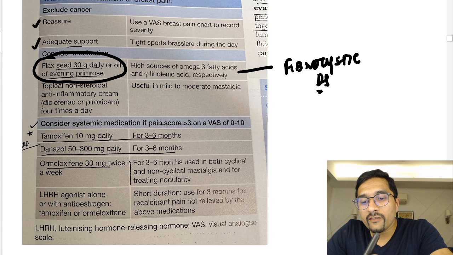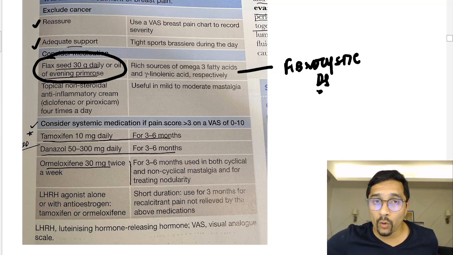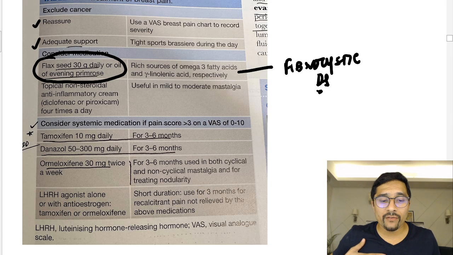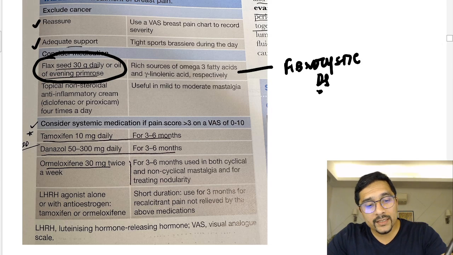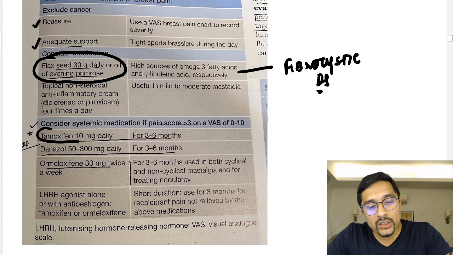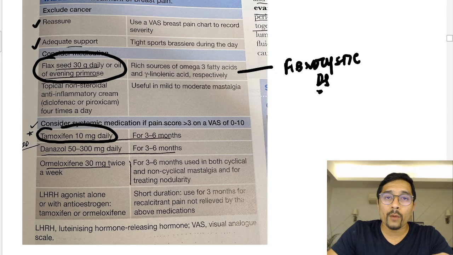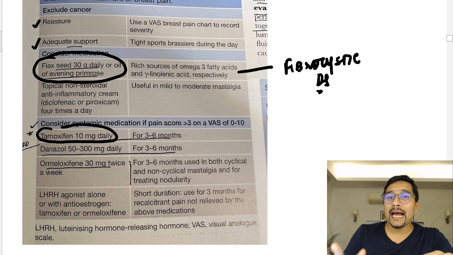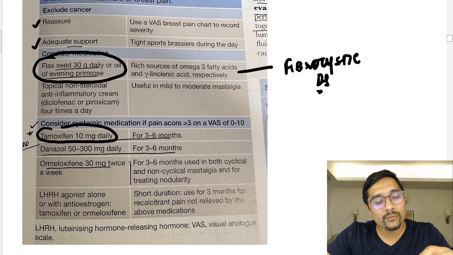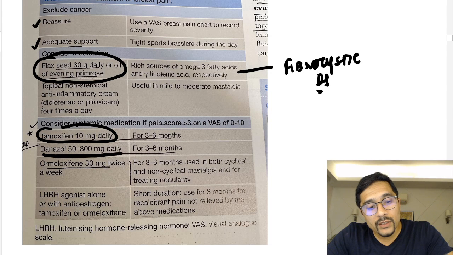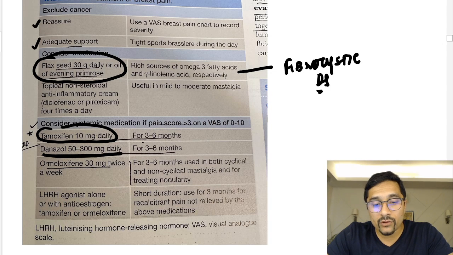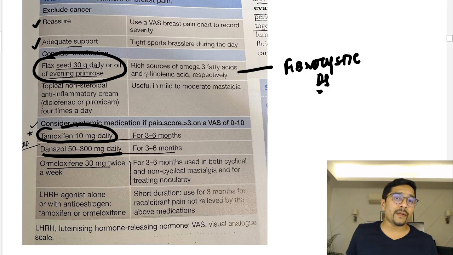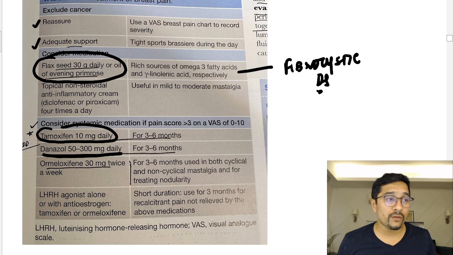Fibrocystic disease, in which there is cyclical pain. Pain is more before the periods and then it settles down. Topical application of NSAID creams can be used. Tamoxifen, I've already told you, if the patient does not respond to vitamin E or primrose oil, then we can give tamoxifen, but this is 10 mg as opposed to 20 mg which is used in breast cancer. Danazol can be used 100 to 300 mg daily for 3 to 6 months, but you have to tell the patients that they will have altered menstrual periods. That is a major problem with danazol.